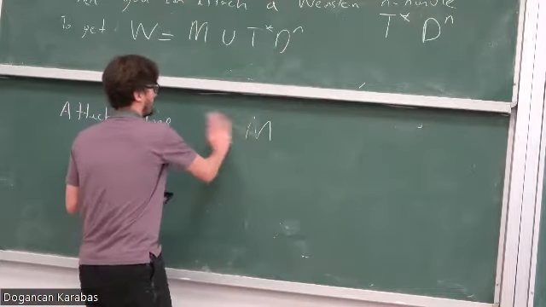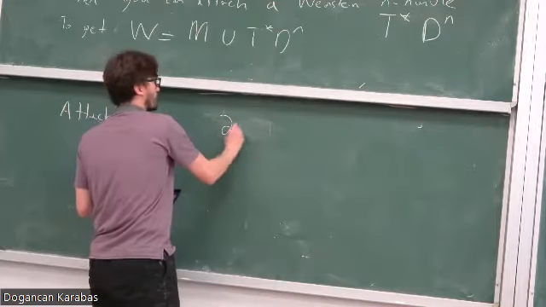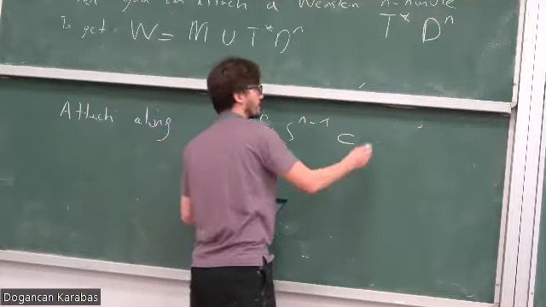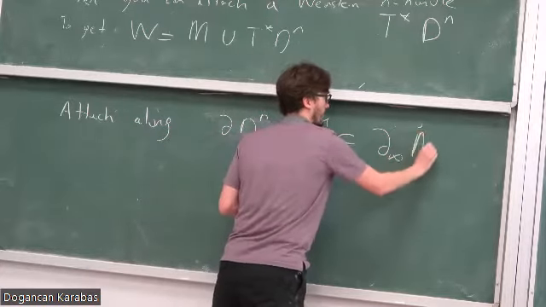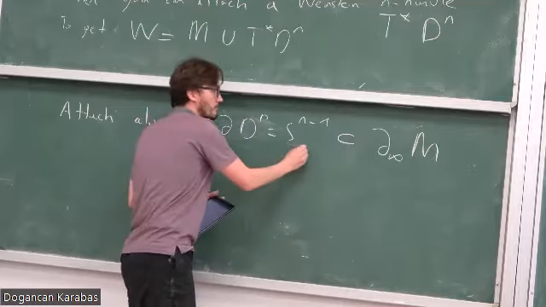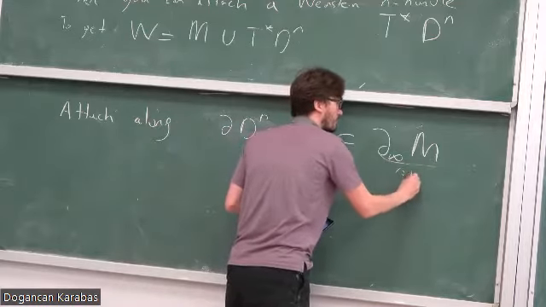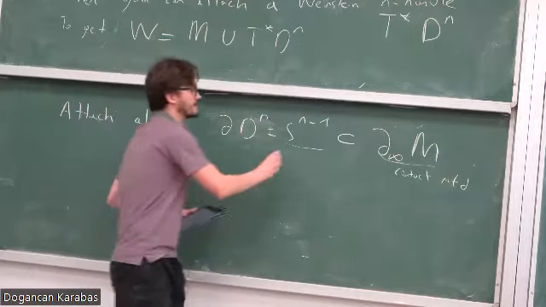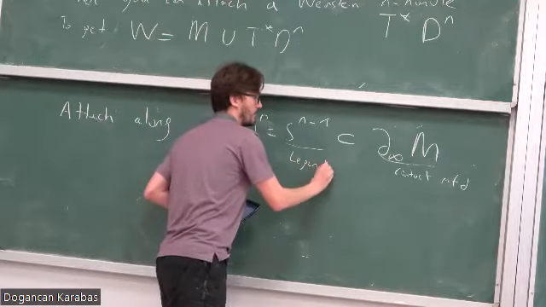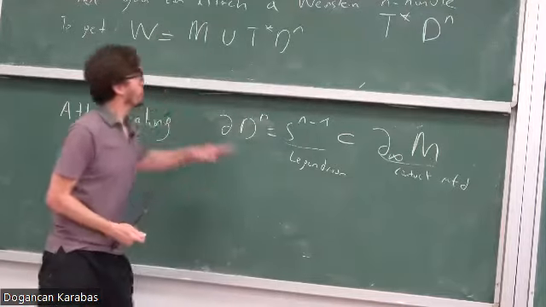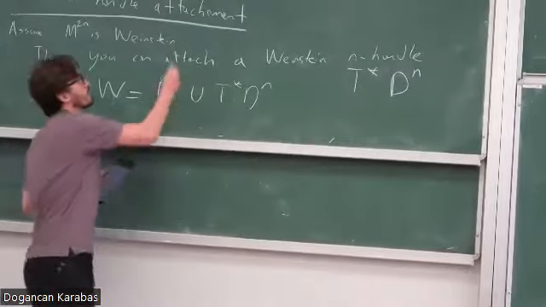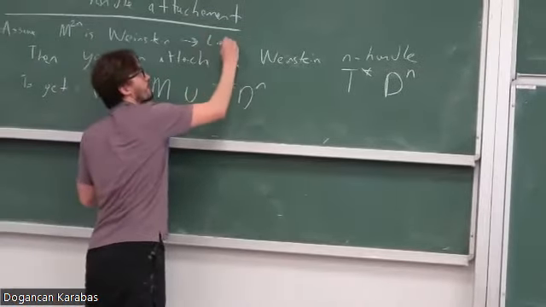Attach along, not this, sorry, attach along the boundary of this D^n, which is S^(n-1), living inside the boundary of M at infinity. And remember, I also mentioned this is a contact manifold, and this is a Legendrian.